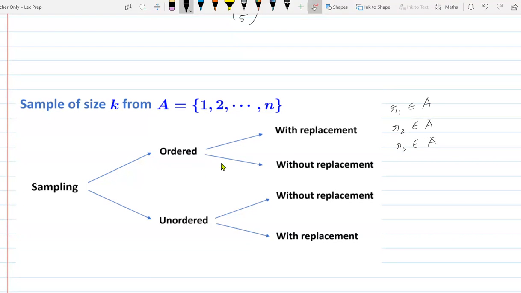If I do an ordered choice with replacement, how many possibilities are there? Let's say I make 3 choices. How many possibilities are there for R1? There are n possibilities for R1. Again n possibilities for R2, because R1 is not removed from the set A. And another n possibilities for R3. So n cubed. Let's say you have to make k choices, then it is n raised to k.